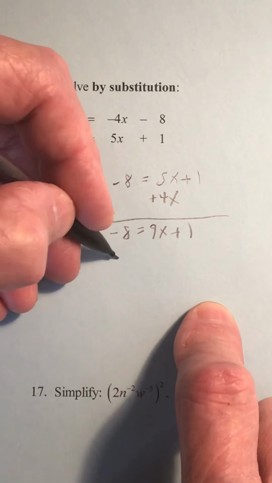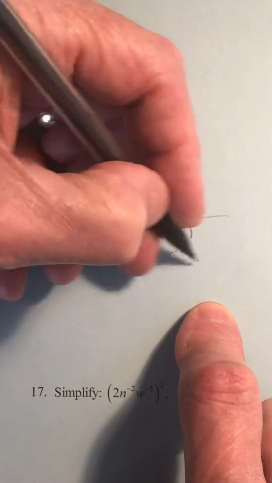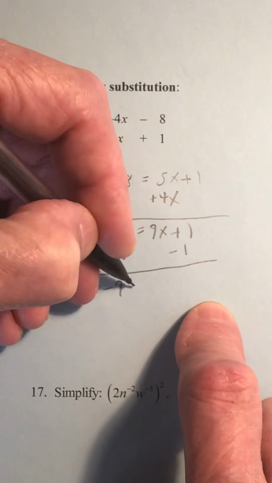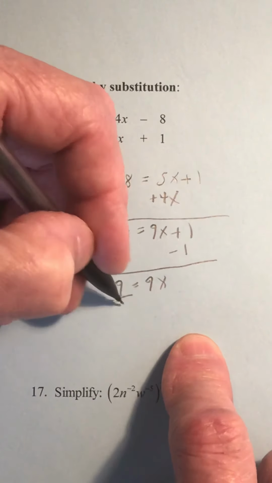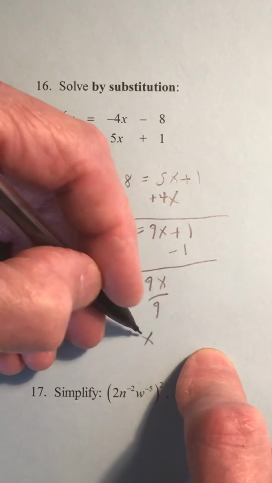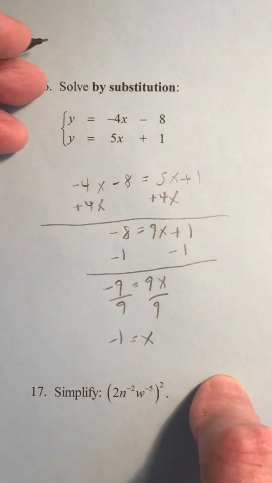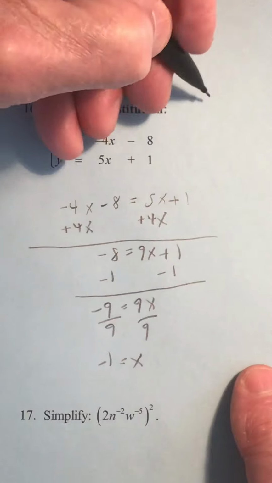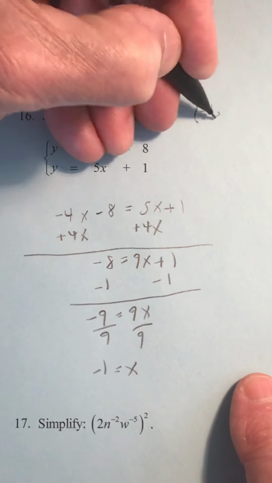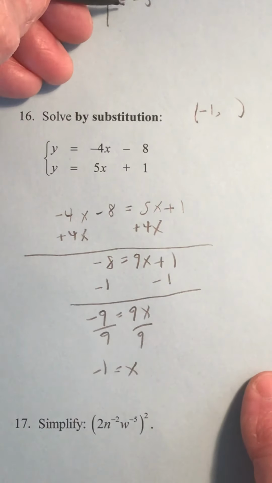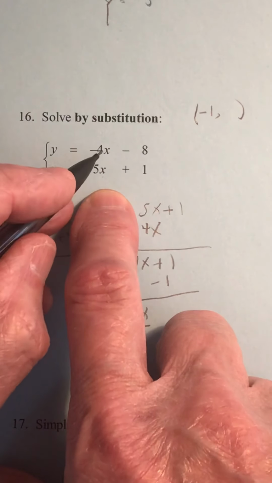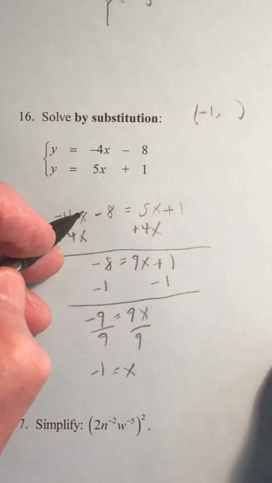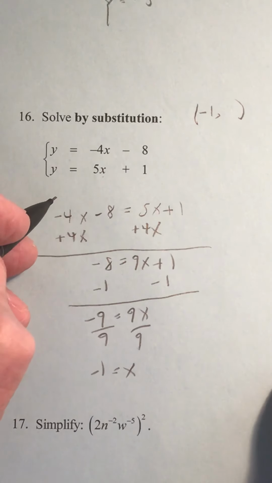Now I subtract 1. And I have negative 9 equals 9x. And I divide both sides by positive 9. I get x equals negative 1. So my solution so far is negative 1 for x. And then take that negative 1 and put it in here or here. It makes no difference. You're going to get the same answer for what's the value for y.